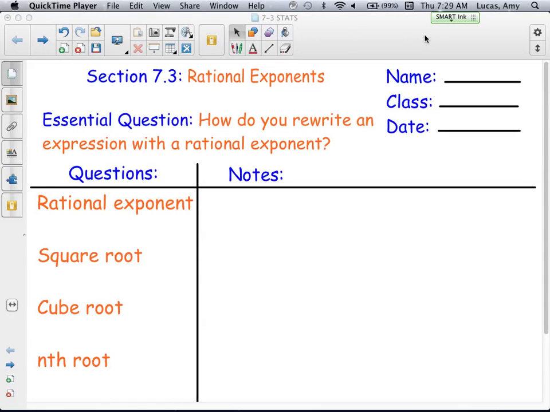Section 7.3, Rational Exponents. Our essential question is, how do you rewrite an expression with a rational exponent? We have 4 new vocabulary words today. The first one is rational exponent. A rational exponent, you can probably guess from that vocab word, is an exponent that is a rational number.